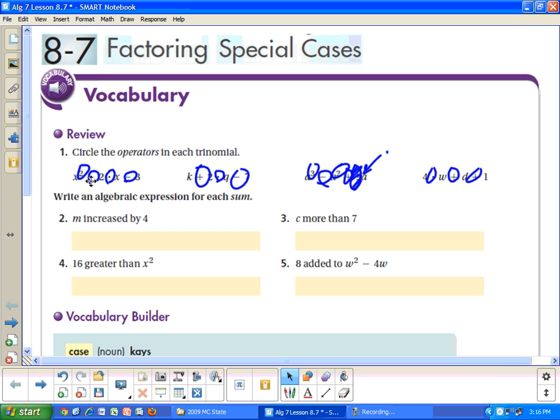So, all right, write an algebraic expression for each sum. You can pause and check back if you want.